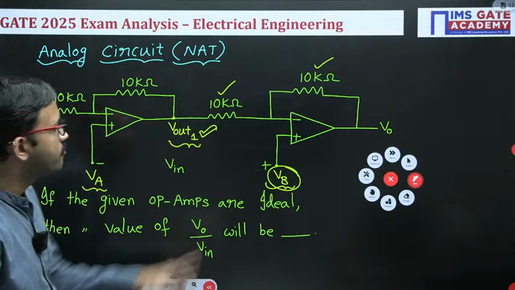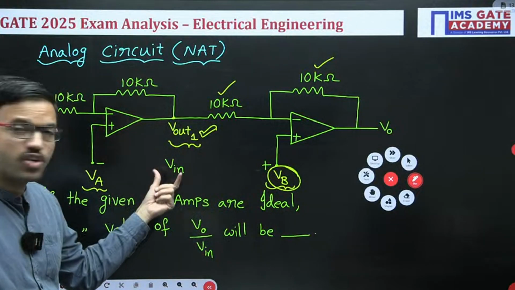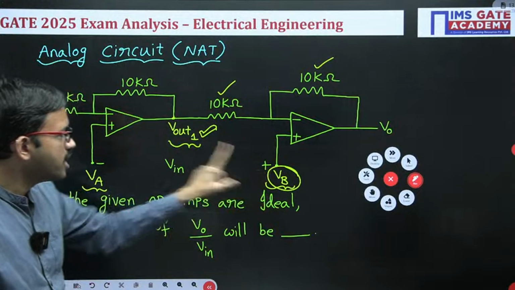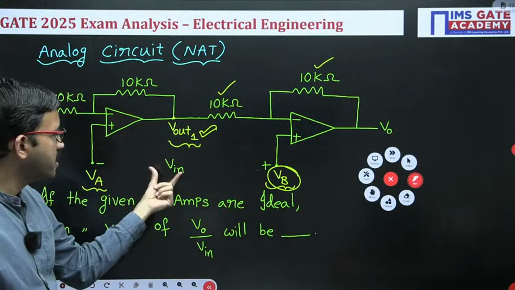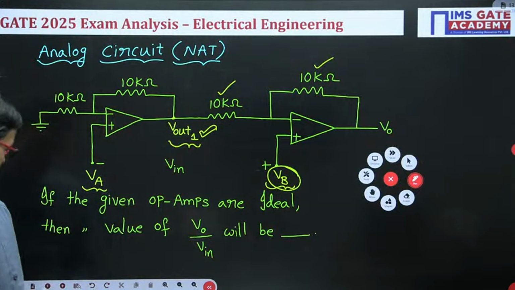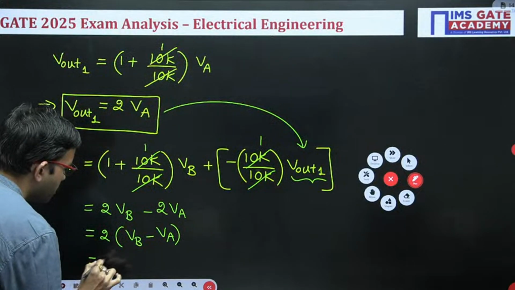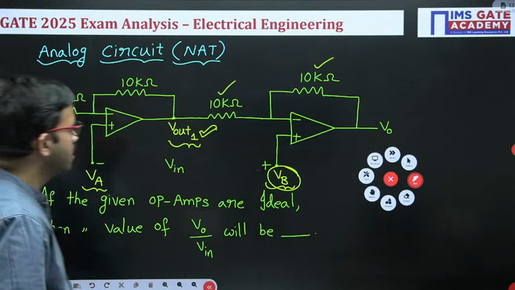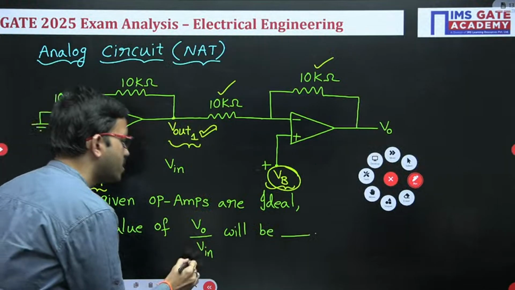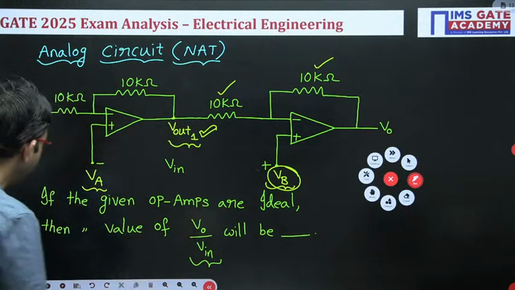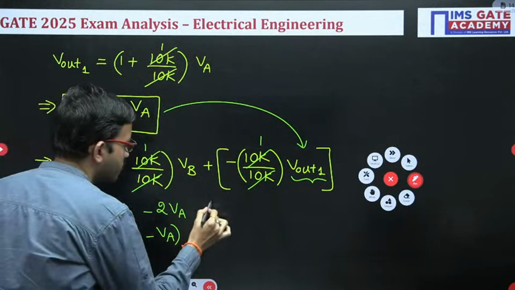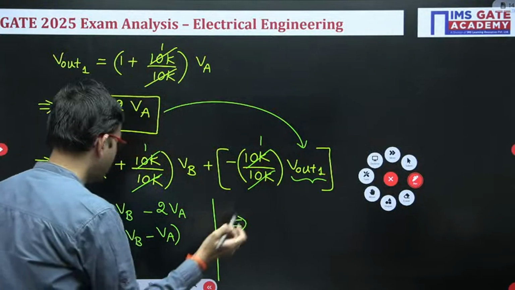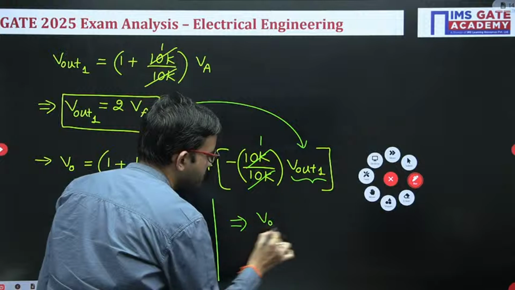Now here, VB minus VA is nothing but what? Your VN. Yes or no? VB minus VA. See, the voltage difference between these two terminals is nothing but the voltage here. So VB minus VA is nothing but VN. So in the question they have asked for the ratio of V0 by VN. With the help of this, that implies V0 by VN is equal to 2.